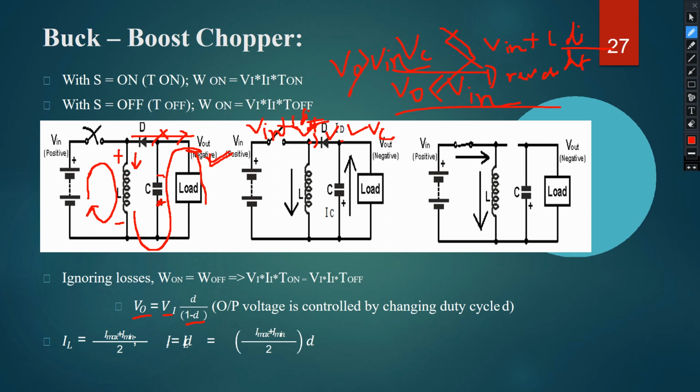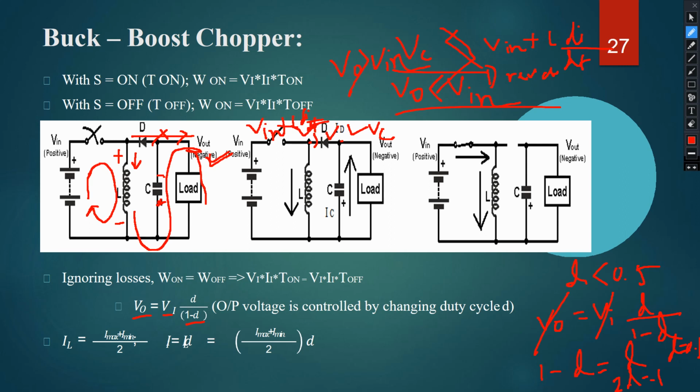So that means if the value of d is less than 0.5, prior to that let us do one calculation. V output equal to Vi d by 1 minus d. So what will be the boundary conditions? V output is equal to V input, so they will get cancelled. So 1 minus d equal to d. So 2d is equal to 1. That means d equal to 0.5. That means when the duty cycle is 0.5, V output is equal to V input.